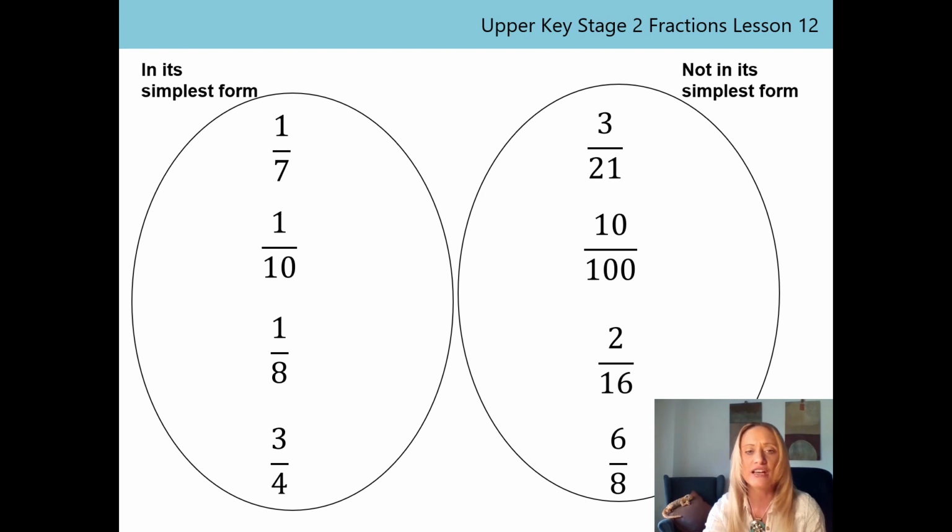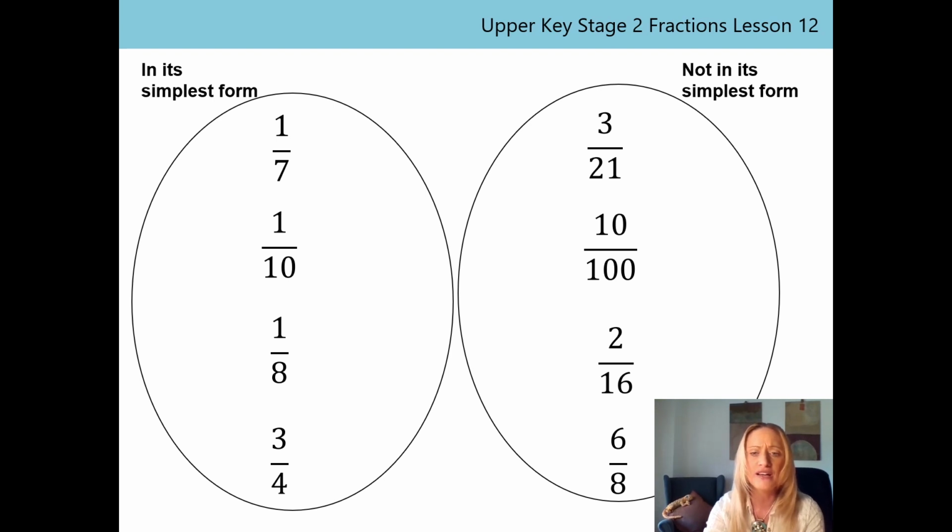Let's take 1/10 and 10/100ths. Did you say that 1/10 was in its simplest form? Fantastic. Perhaps we can use that stem sentence to explain why again. Did you say that 1/10 is in its simplest form because the numerator and denominator have been made as small as possible whilst keeping the proportion the same?